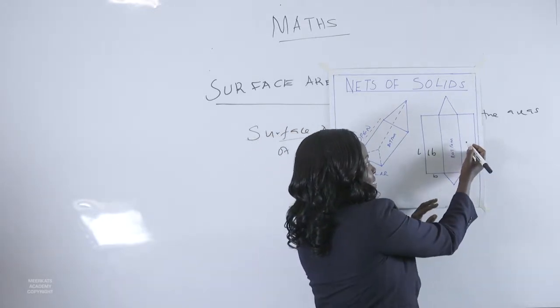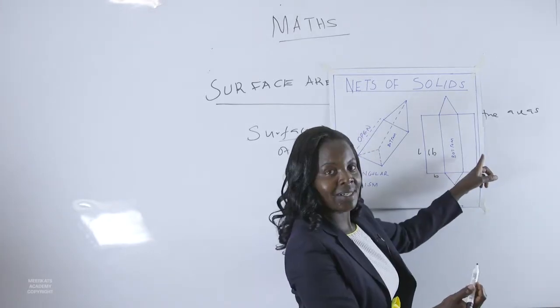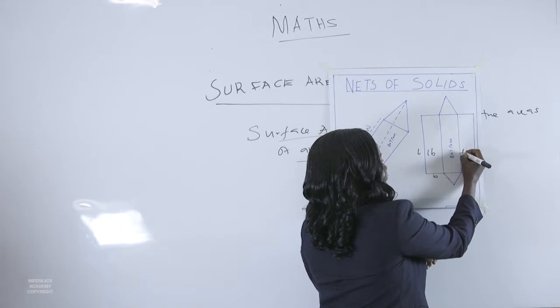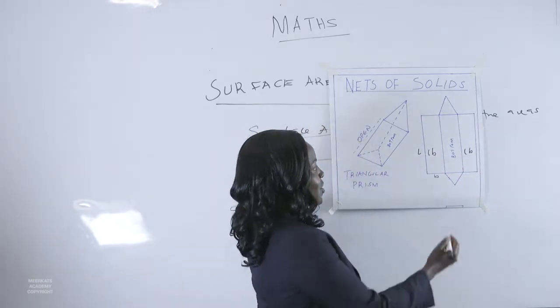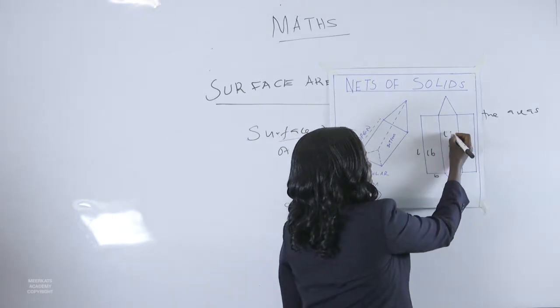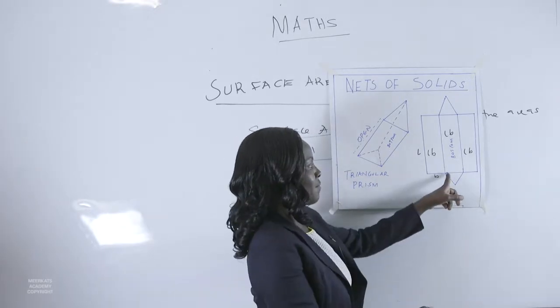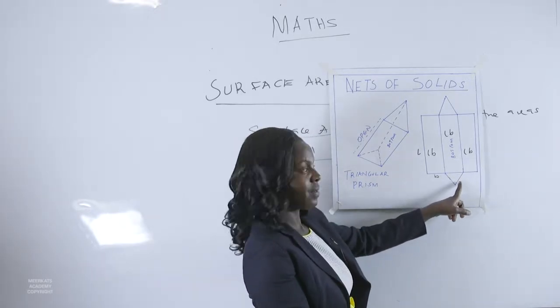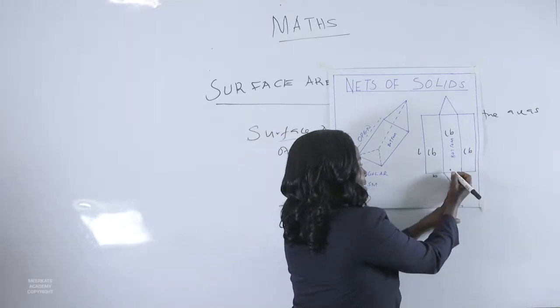The same case with this other side. This is also a rectangle. To calculate the area of this rectangle, you calculate length times base. This is also another rectangle. You also calculate it, length times base. Then we have a triangle. So you find the area of this triangle.